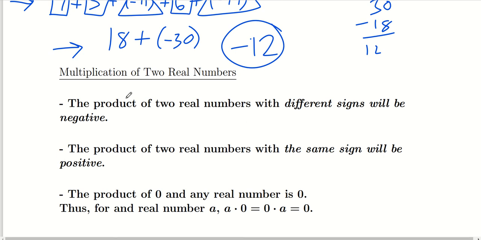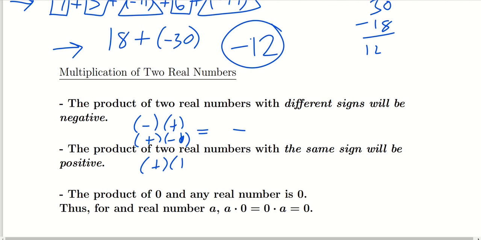The next thing we come to is the rules for multiplication and division, and these will be very similar. The rules for multiplication say the following. If we multiply two real numbers and the signs are different, meaning one of them is negative and the other is positive, then the final answer will be negative. If we're multiplying two numbers together and they have the same sign, then the answer will be positive. So negative times positive, or a positive times a negative, that will result in a negative final answer.